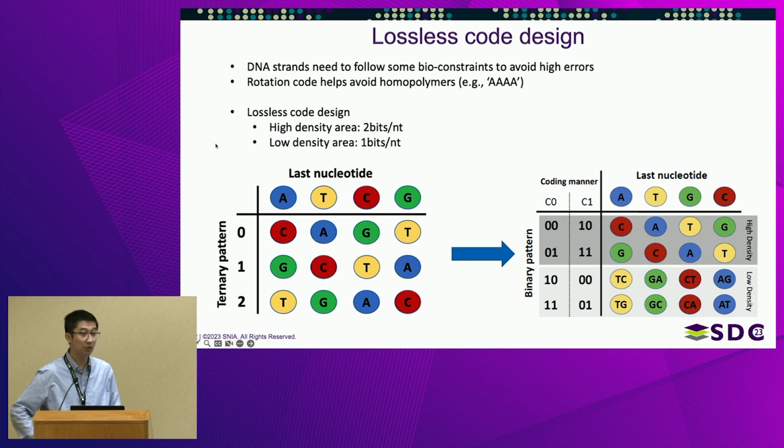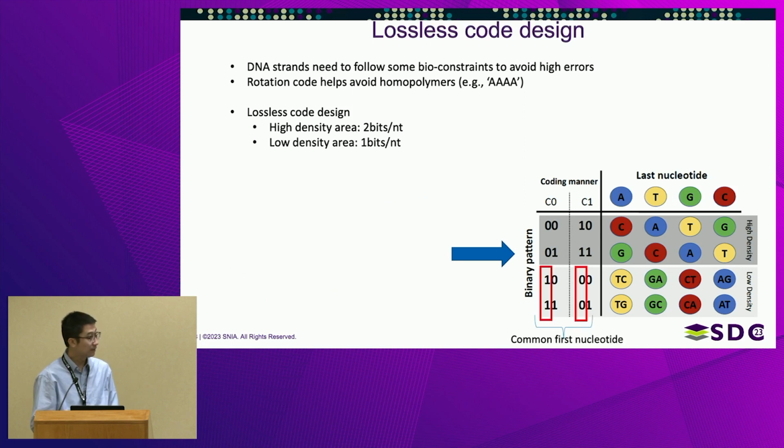Based on the lossless code design, the high density area has an encoding density of 2 bits per nucleotide, but the low density area is about 1 bit per nucleotide. With this lossless encoding scheme, we found that the C0 and C1 coding manners have the same first bit, and they also have common first nucleotides, like TC, TG, or GA, GC, and so on. Then the idea is to increase the encoding density by combining these two rows together.